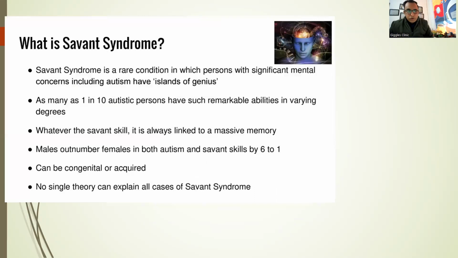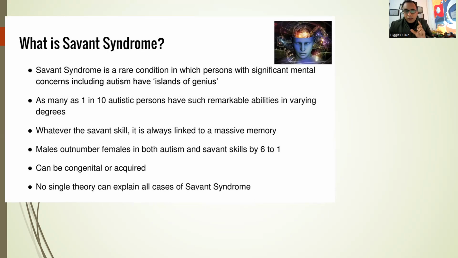A word about Savant syndrome. Savant syndrome is a rare condition in which persons with significant mental concerns, including autism, have islands of genius. As I was telling you, there is a subset of people with autism or who are neurodivergent, who have great unique abilities, great strengths, and a great imagination process. So that classification comes under savant, though not exactly, but this is the term which has been used. And they say as many as 1 in 10 autistic people have remarkable abilities in varying degrees.